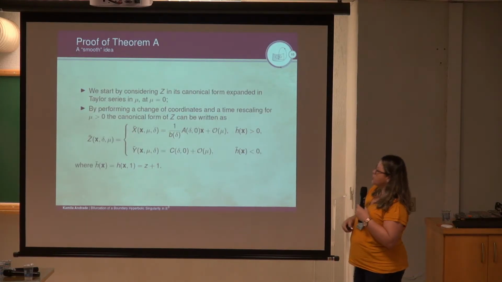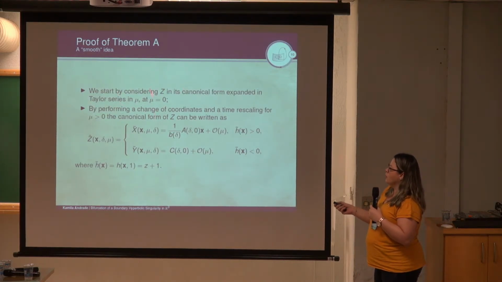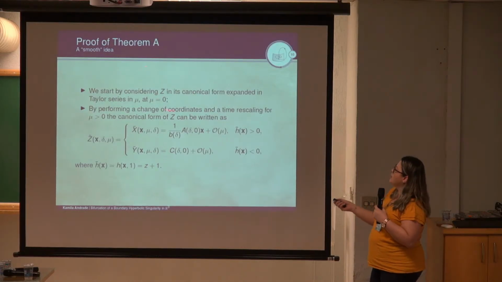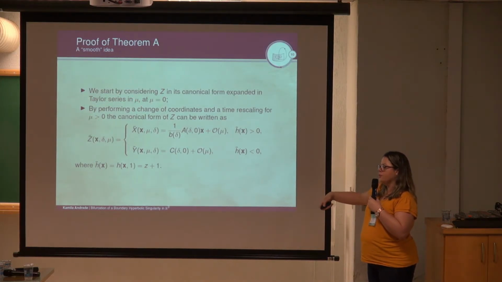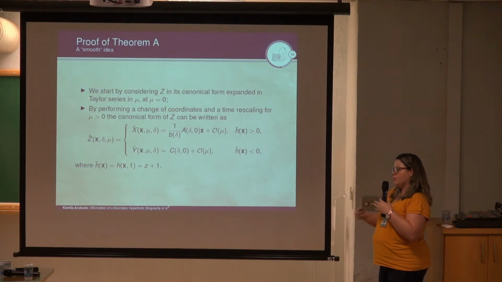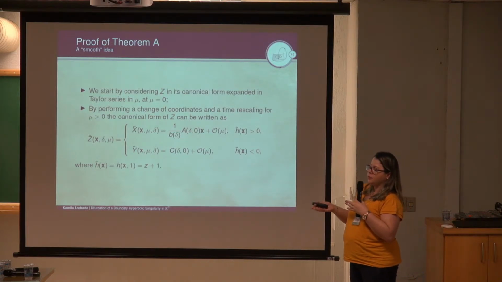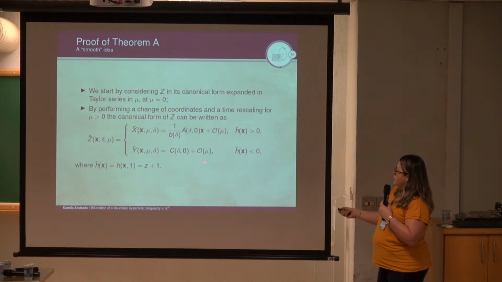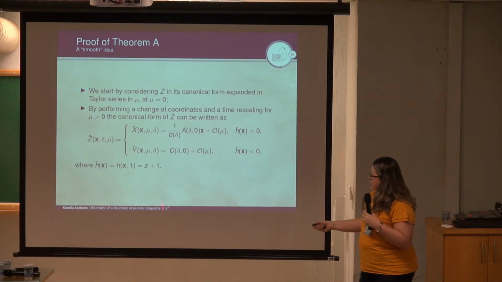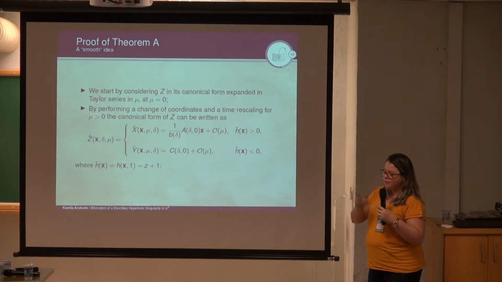Okay, so we'll start by considering the canonical form of our original vector field, and we expand that expression in the parameter mu at mu equals 0, and we may perform a new change of coordinates and a time rescaling. We can put that canonical vector field in this form here, now expanded on the new parameter. And for this form, our canonical form is equivalent to this one, just for mu bigger than 0, and in this case, the function that defines the switching manifold is fixed, so it allows us to make some calculations.